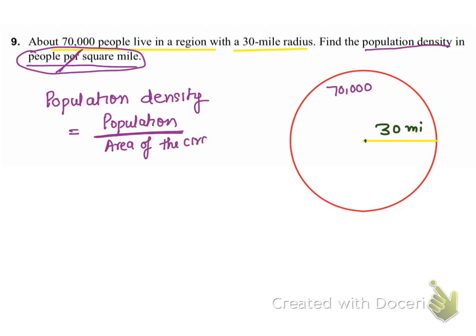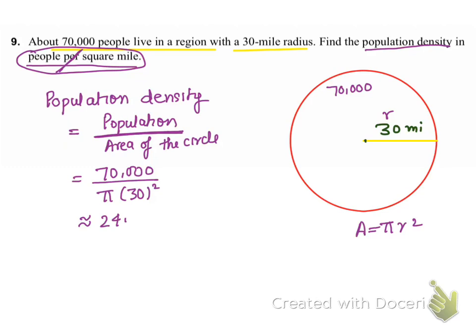So we need to just plug in the values. Population is 70,000 and area is pi r square. So we know the area formula is pi r square, and r is already given, that's this 30 miles. So just plug it in, 30 pi times 30 square, and that's going to be 24.757 and something like this. You will get something like that, but because we don't count people in decimals, we say it's roughly equal to 25 people per square mile.